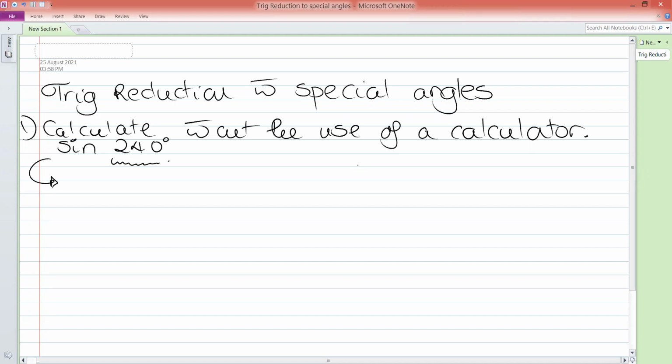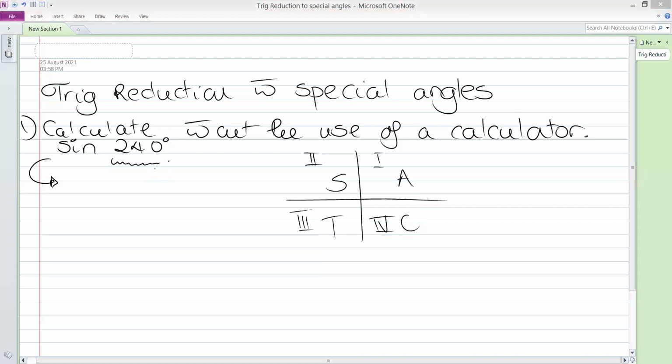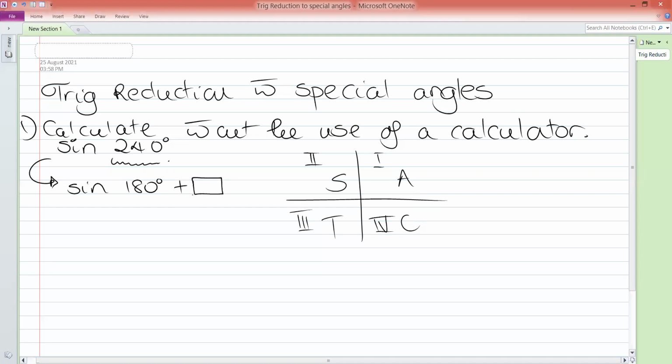So first things first, when you look at that, in which quadrant is 240? So that's first quadrant, second quadrant, third quadrant, and fourth quadrant. Which quadrant do you think 240 is in? The third quadrant. Right, so it's the third quadrant. That means it's going to be sine of 180 degrees plus some value. We need to figure out what that particular value is.